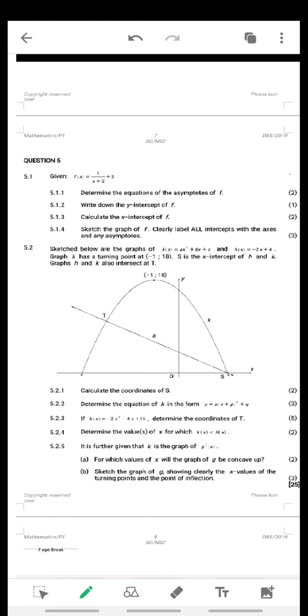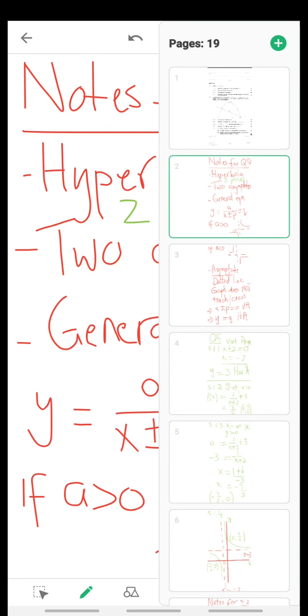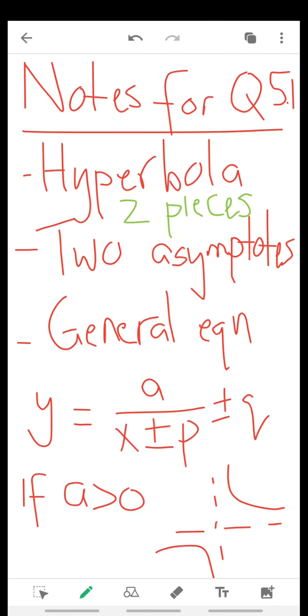So here with me, I have question 5 from a past exam paper. We are going to look through question 5, which is 25 marks, and this comes from the topic of functions. First of all, when we look at question 5, we notice that it is on a hyperbola.